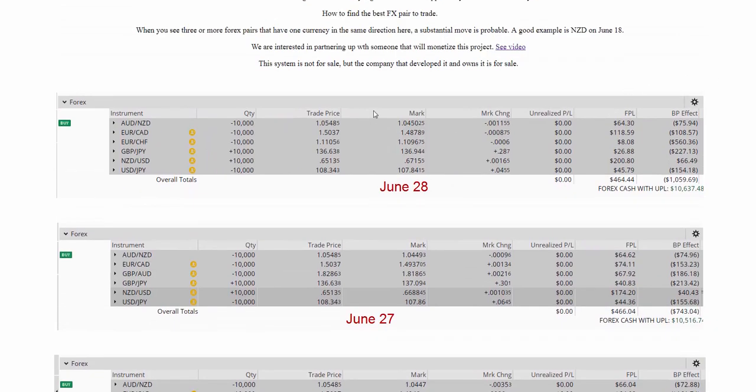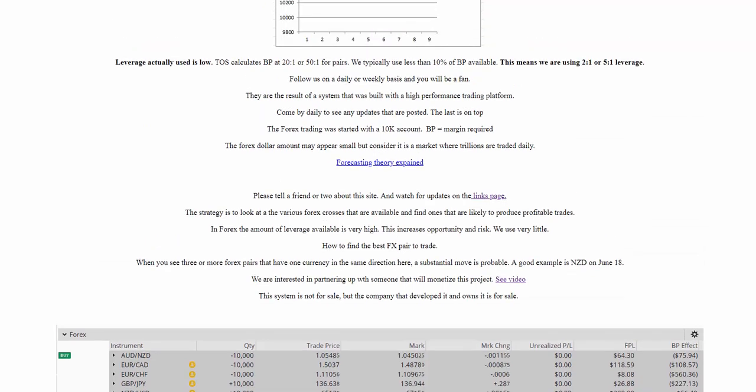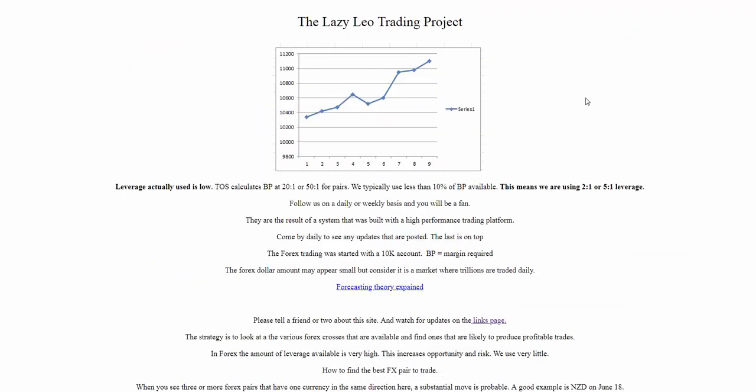So what you do is you just go to Lazy Leo's trading project, and you can see which ones he has going in a certain direction. And when you have 3 together, those ones have a pretty good probability of working out.